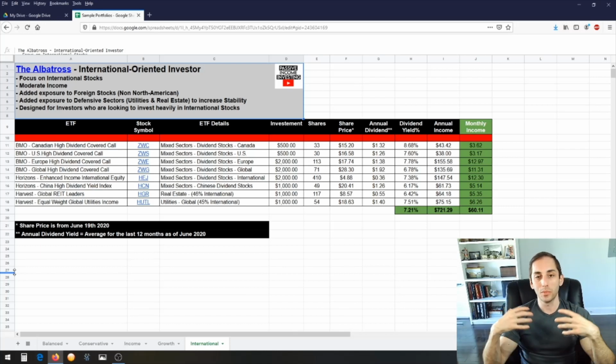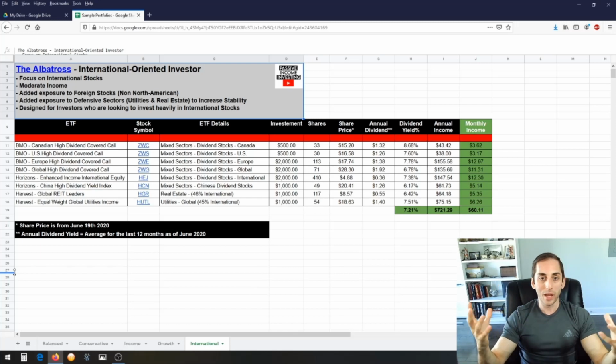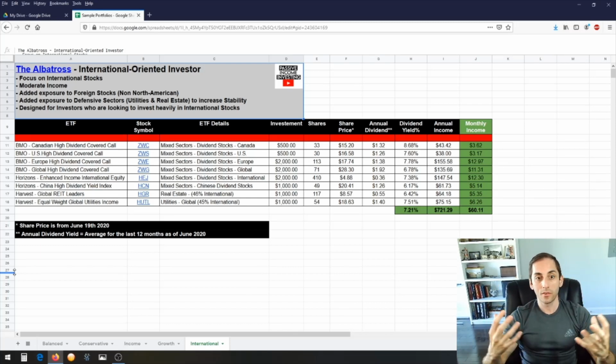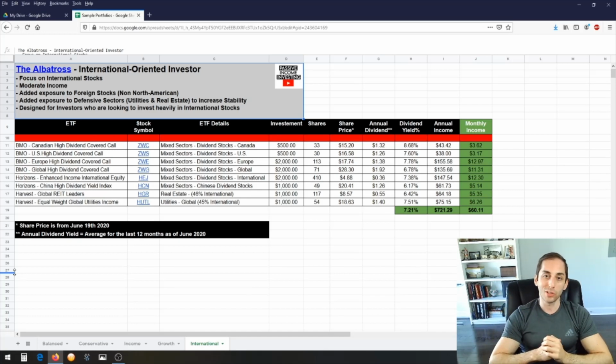The reasons could be numerous. Maybe you have a big pension plan with work already that focuses all on North American stocks. Whatever it is, this profile is really for someone who wants to invest in international stocks.